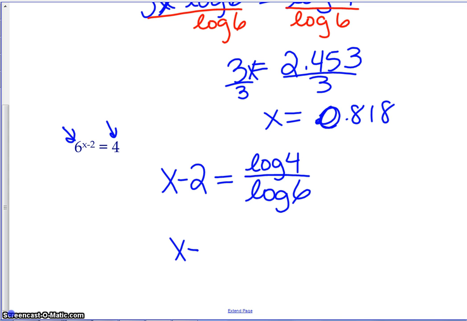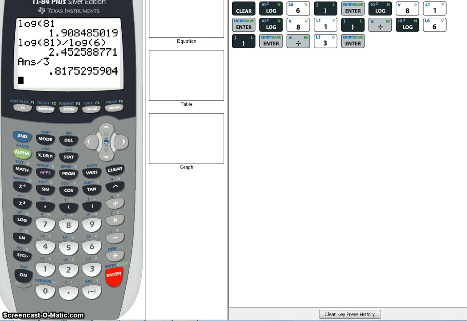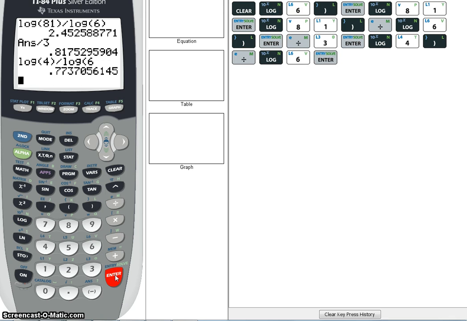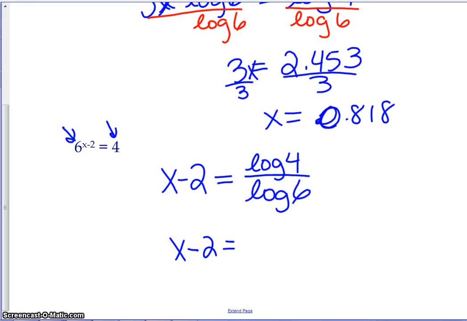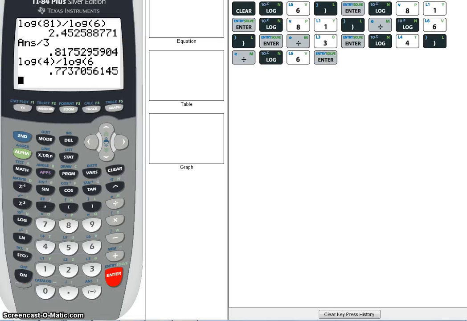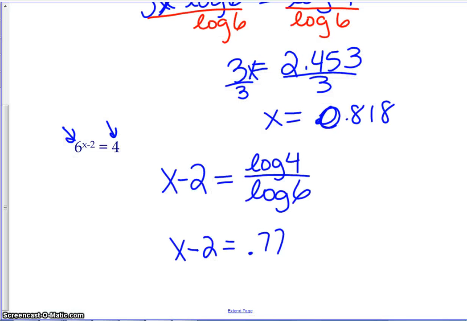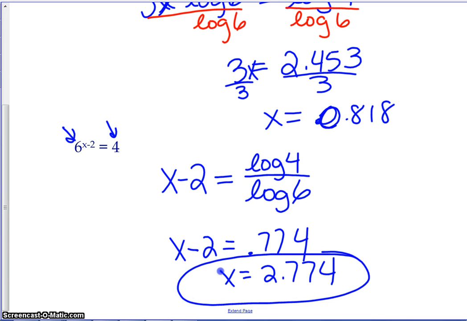So here I would just have x minus 2 equals log of 4 divided by log of 6. And I got for an answer 0.77, and if you notice, that was 0.77 something. We would have to add 2 to it to see what x would be, because it was x minus 2. So when I add 2 to it, I get 2.774. So I got for an answer that my x must equal 2.774. All right, and that's my answer there.